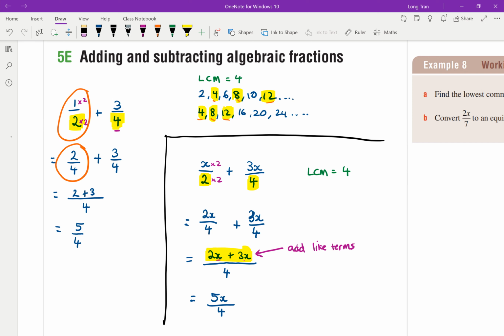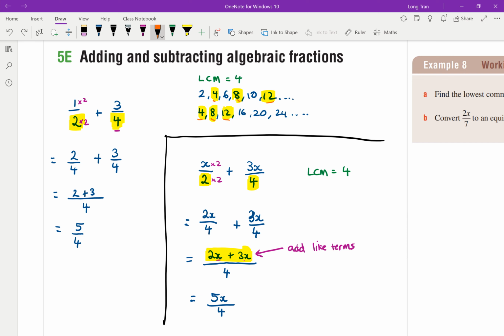But notice that now both the denominators are the same. Since both denominators are the same now, I can then say, how many quarters do I have? I've got 2/4 plus 3/4, so together I have 2 plus 3 gives me a total of 5/4, okay?